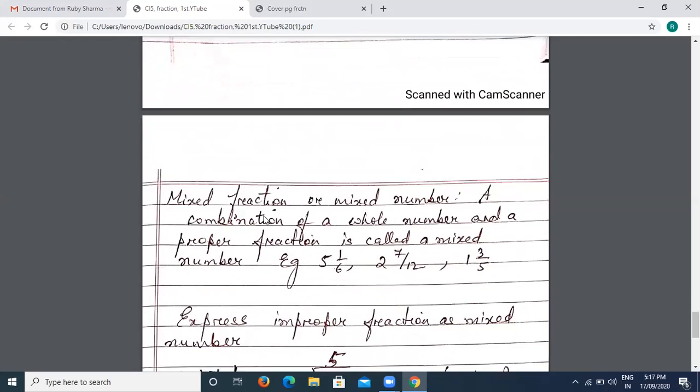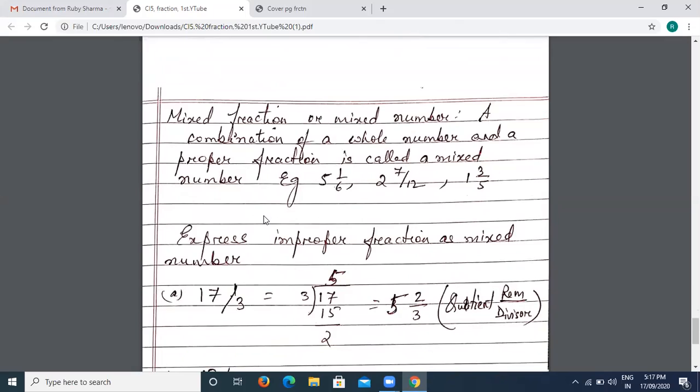A mixed fraction is what? A combination of a whole number and a proper fraction. A whole number and a proper fraction together is a mixed fraction. And we know that an improper fraction can be written as a mixed fraction. Similarly, a mixed fraction can also be written as an improper fraction, vice versa. So these are all greater than 1.